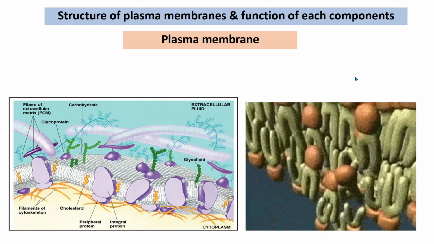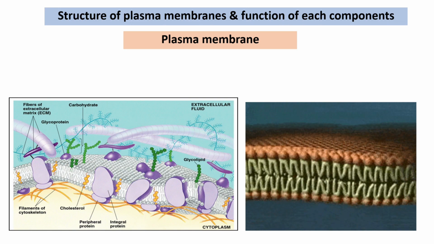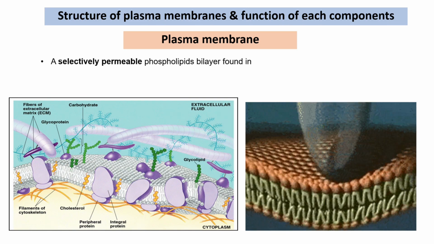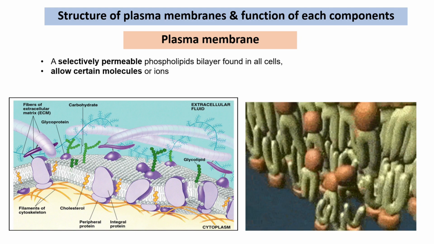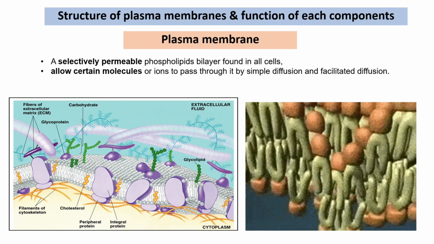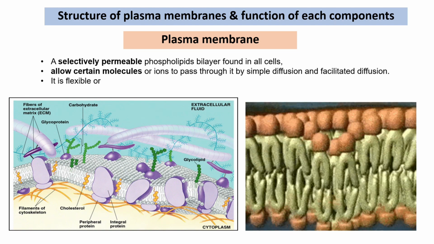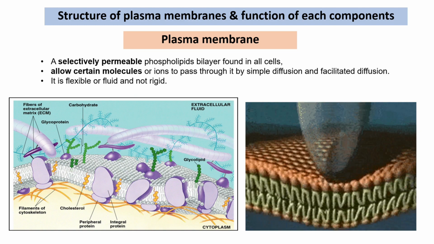Hello again. In this video you will learn about plasma membrane. Plasma membrane is a selectively permeable phospholipid bilayer found in all cells. Selectively permeable because it allows certain molecules or ions to pass through it by simple diffusion and facilitated diffusion. It is flexible or fluid, and not rigid.